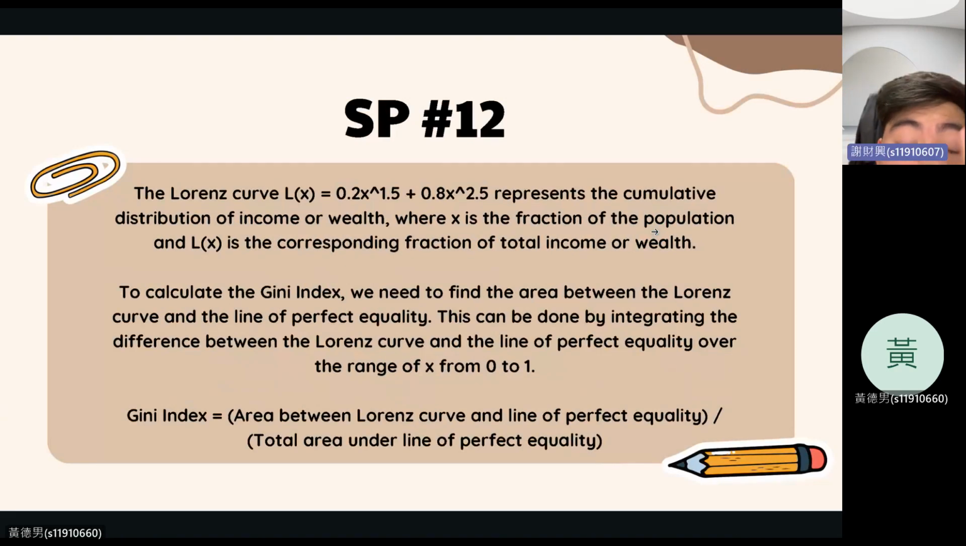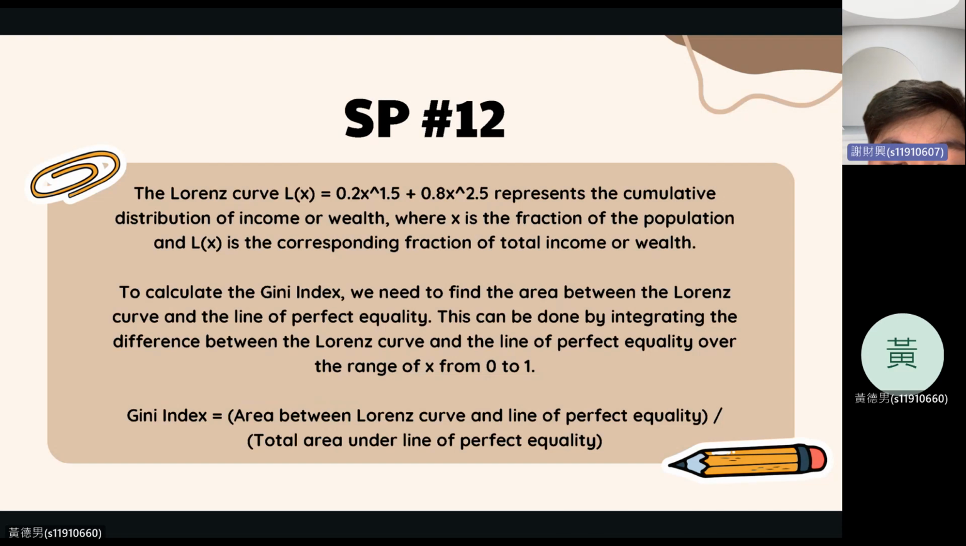So the Lorenz curve, L(x) equals 0.2x to the power of 1.5 plus 0.8x to the power of 2.5. It represents the cumulative distribution of income or wealth, where x is the fraction of population and L(x) is the corresponding fraction of total income or wealth. So to calculate the Gini index, we need to find the area between the Lorenz curve and the line of perfect equality. This can be done by integrating the difference between the Lorenz curve and the line of perfect equality over the range of x from 0 to 1.